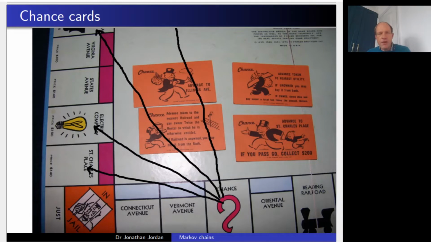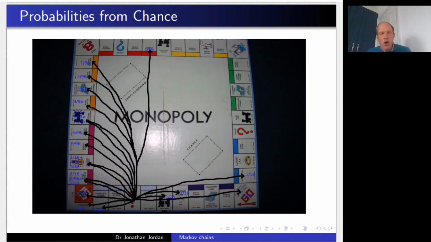So if we land on a chance card, the probabilities become a little bit more complicated. On this picture, we can see again that we have some probabilities. And so, for example, the probability of going to the boardwalk on the right is now 1/16, because there are 16 cards, one of them takes you to boardwalk. And that's similar for some of the other moves on here.